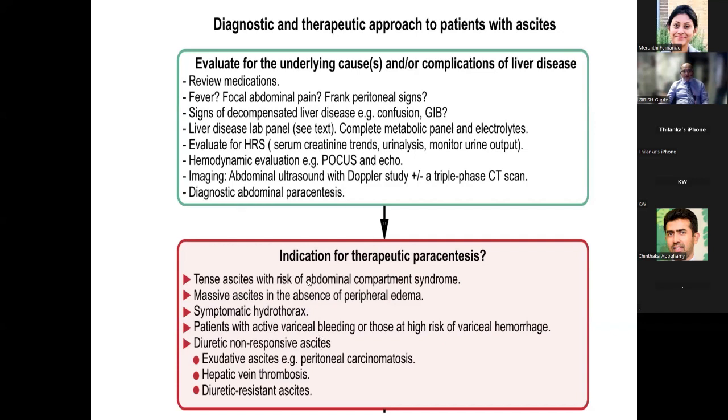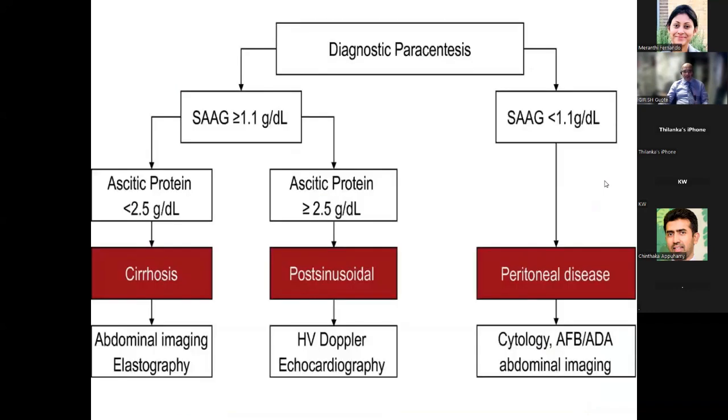One thing to remember is that if you have a child on whom you have done therapeutic paracentesis, you have managed them conventionally, and they really collect their fluid very quickly and don't improve, then please think about hepatic vein thrombosis or Budd-Chiari syndrome. Don't think peritoneal carcinomatosis is that common, and diuretic resistant ascites and adjustment of diuretics may be necessary.